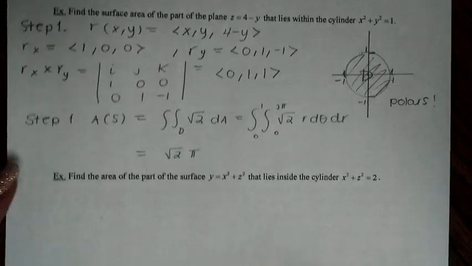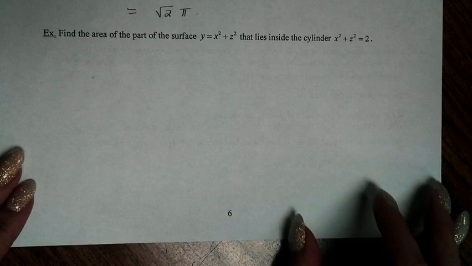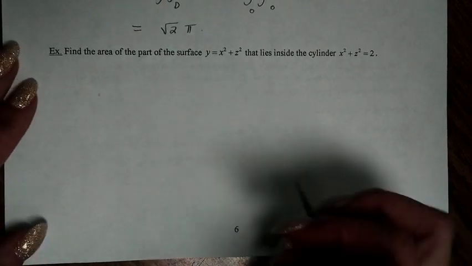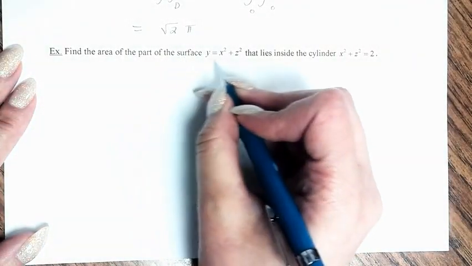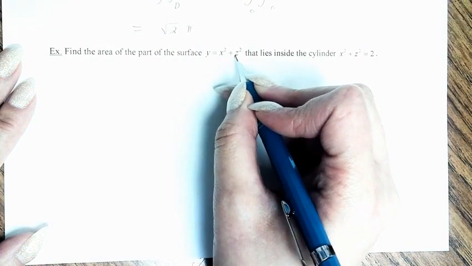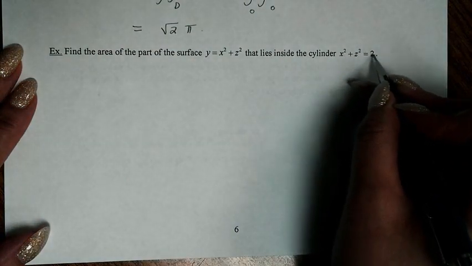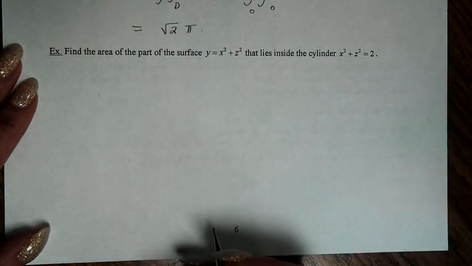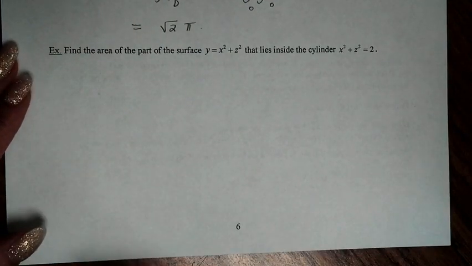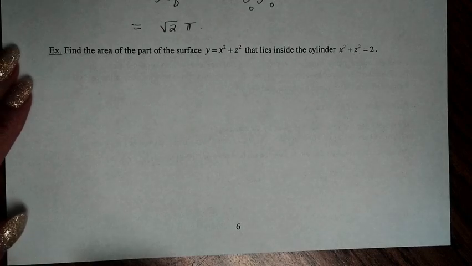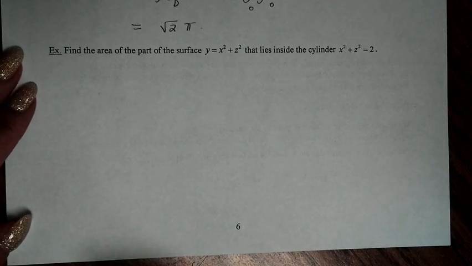Okay, so let's look at the last example of the day. You need to find the area of the part of the surface y equals x squared plus z squared that lies inside the cylinder x squared plus z squared equals 2. So this one we're not going to be working with x and y as in the other ones, so we need to be a little bit careful.